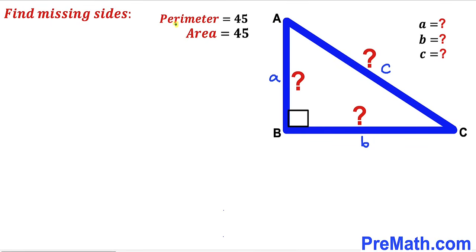Here's our next step. We know the perimeter of this triangle has been given to us as 45, and the perimeter is the sum of all these side lengths. Therefore, I can write down a plus b plus c is going to be equal to 45, and I'm going to label this as equation number 1.